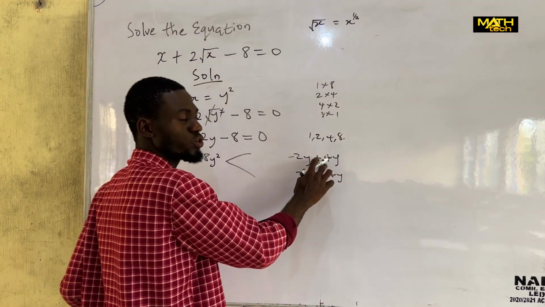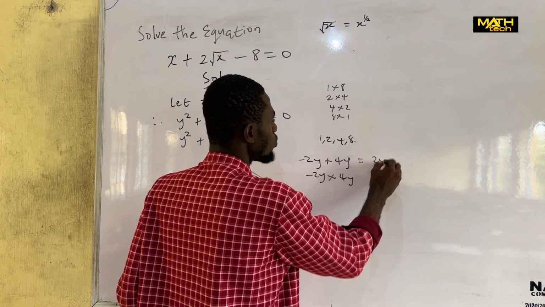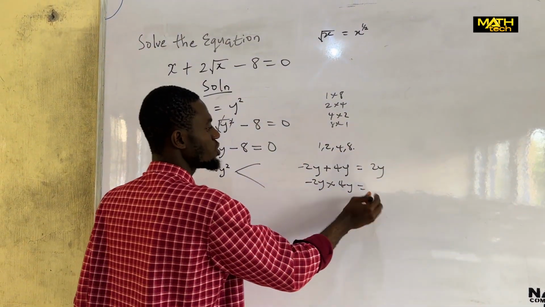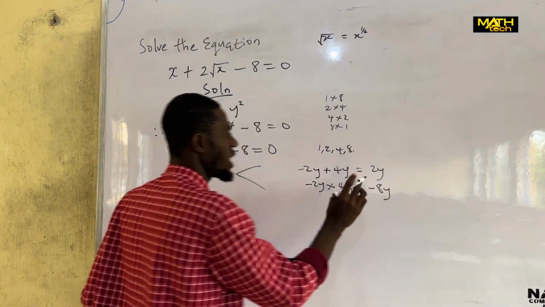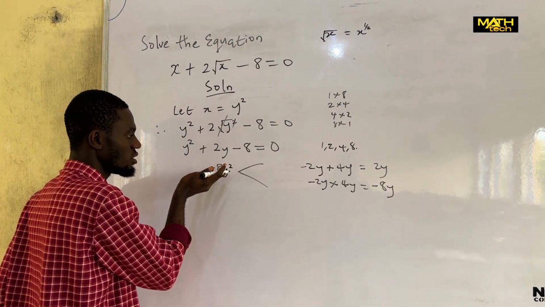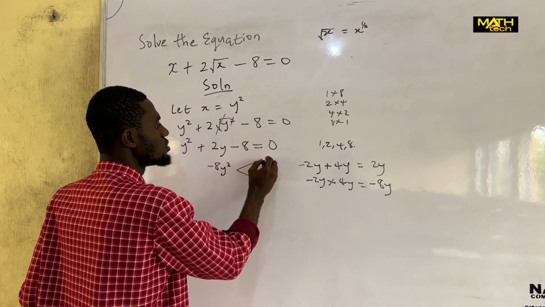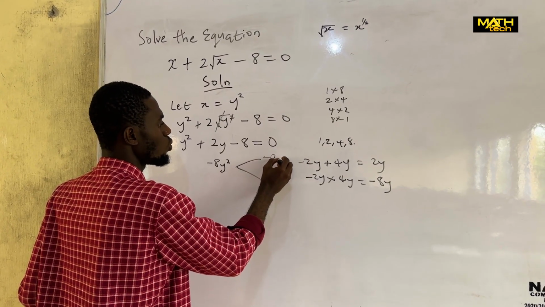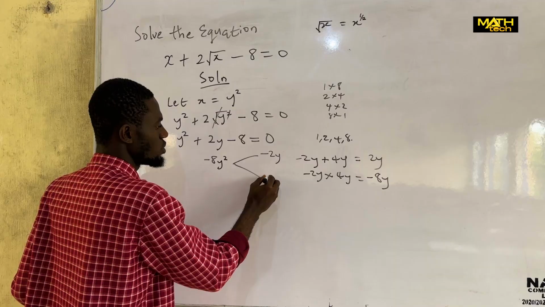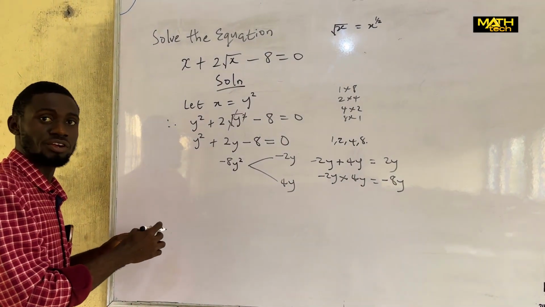Now minus 2 plus 4 is going to give us plus 2, so this is going to give us 2y, and minus 2 times 4 is going to give us minus 8y. So what will be the factors of this product here? So here we'll be having minus 2y and 4y.